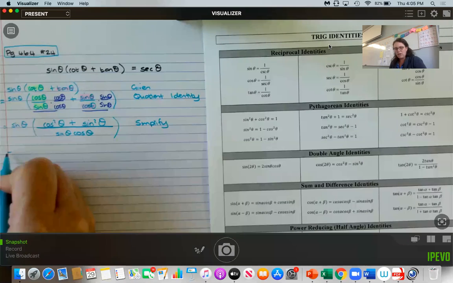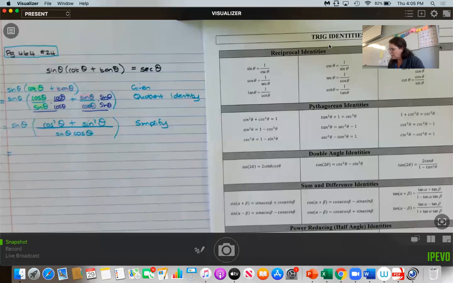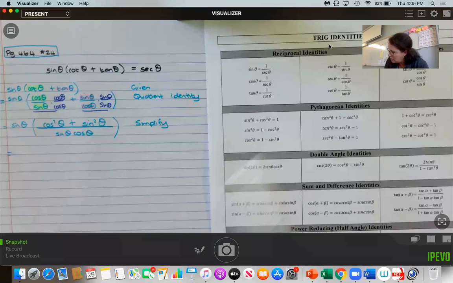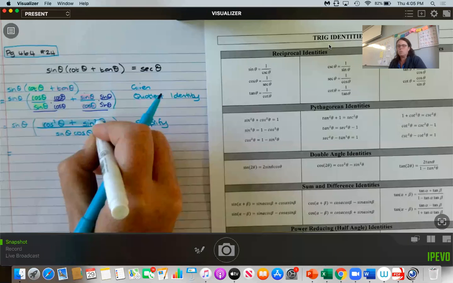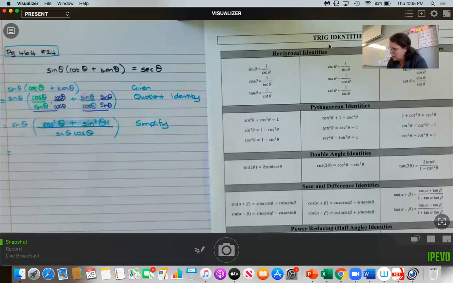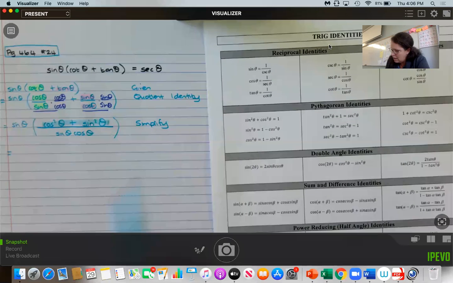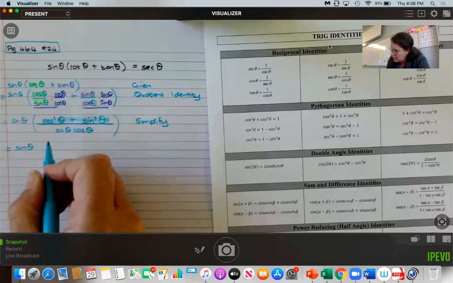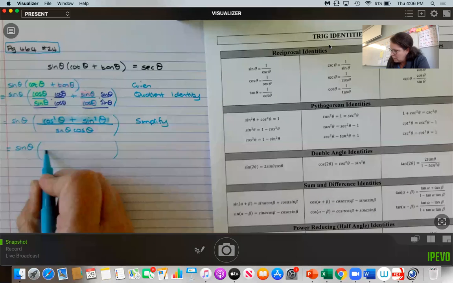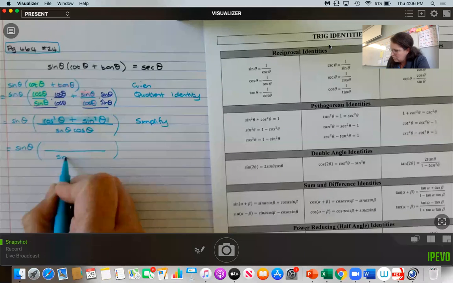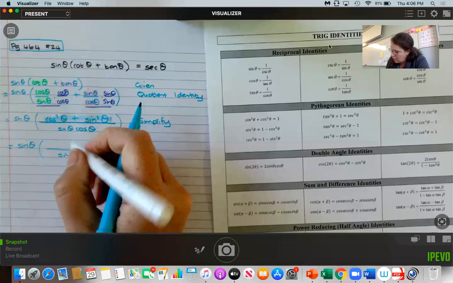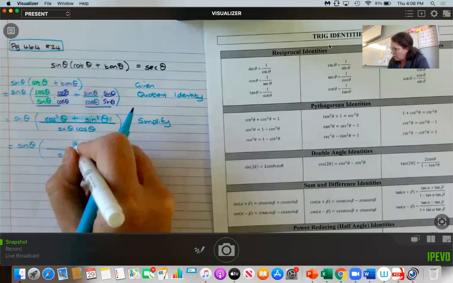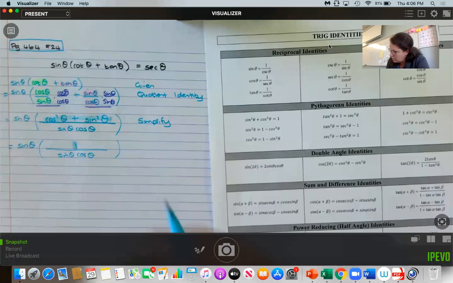Now I'm going to see if I can use another identity. If I look at my identities, I have this Pythagorean identity that sine squared plus cosine squared is equal to 1, and cosine squared plus sine squared is also equal to 1. The order that you write those two things, since they're added, doesn't matter. So I'm going to rewrite this exactly how it was, but I'm going to replace my cosine squared plus sine squared with a 1. The reason I can do that is my Pythagorean identity. So that's going to be my reason.